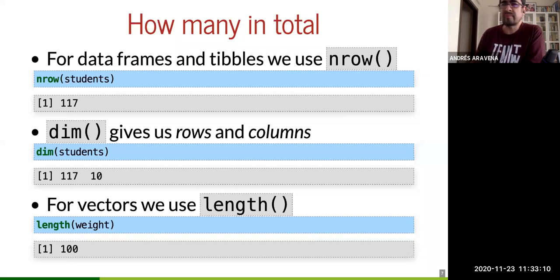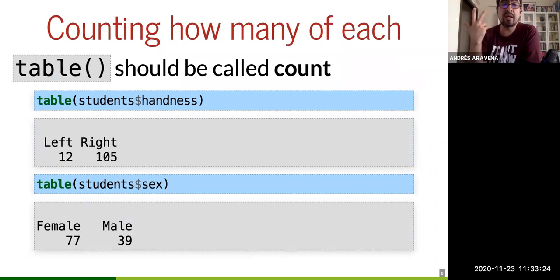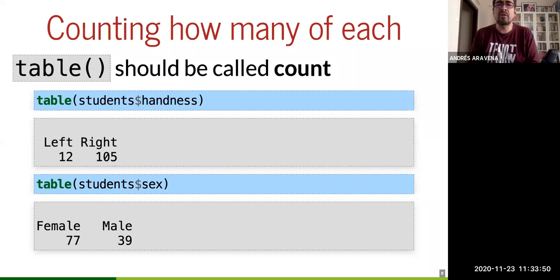Then, this is one way of counting, that you count in total. But there is another way of counting, that you count each one of the cases. For example, we have two variables that have two values: if you write with the left hand or the right hand, or your sex, you are male or female. So the first way of counting is counting total. Okay, that is one way of counting.